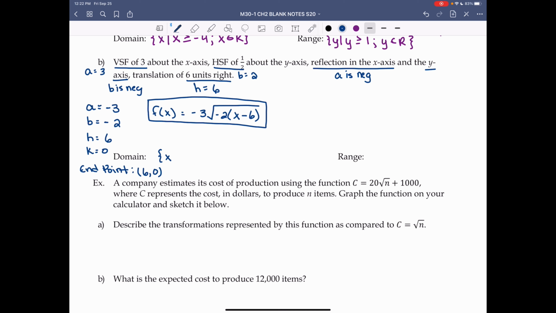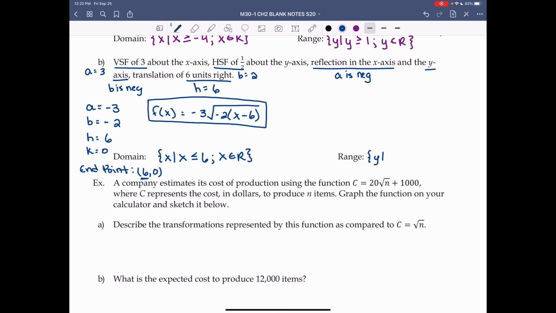Domain: x such that x is greater than or equal to, or less than or equal to. Looking at the b value, it's negative. If the b value is negative, then it's going to be less than or equal to the h value from the question. So x is less than or equal to 6, x is an element of the real numbers.